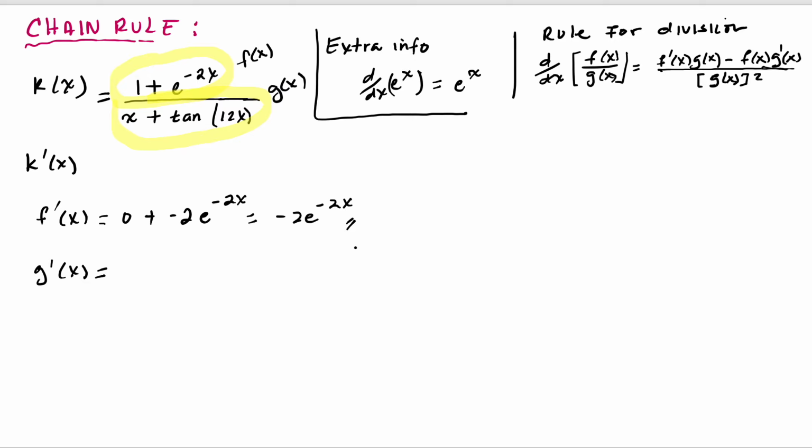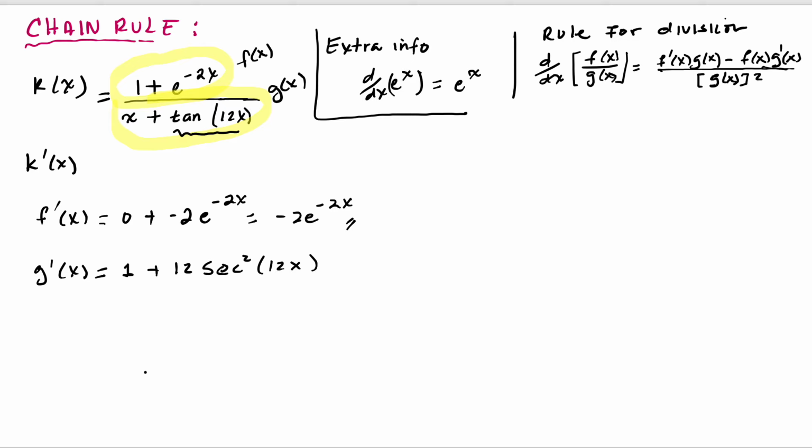Let's take a look at g prime of x. What could that be? Again, this first piece seems to be easy. The derivative of x is 1, so I'm going to write a 1 here. The derivative of tan of 12x, using the tables that we have and also having the chain rule in mind, should be 12 times secant squared of 12x.